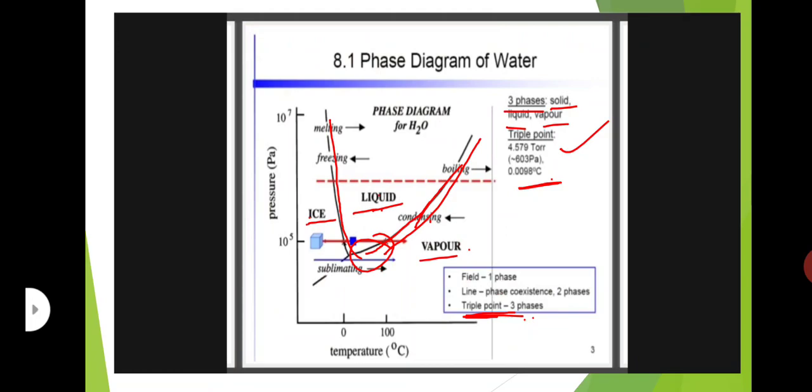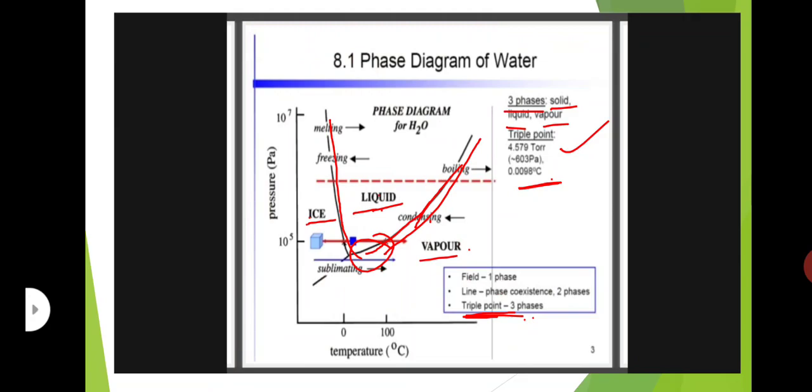Phase diagram of water. This water phase diagram has a solid phase, a liquid phase and a vapor phase. With increasing temperature, solid is converted to liquid and liquid is converted to vapor. In this diagram, three regions and two lines are present. One triple point is present.